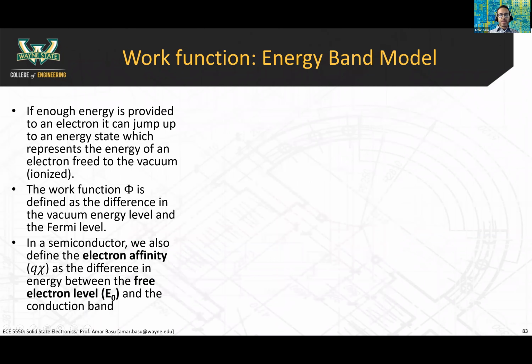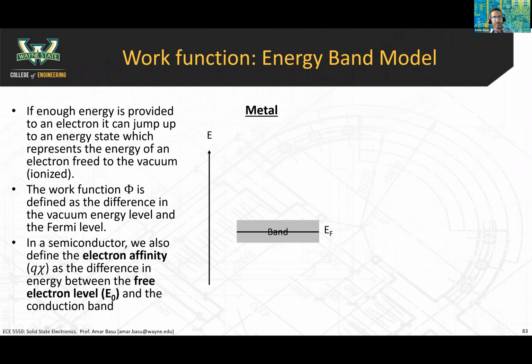All right, so let's talk about the energy band model of the work function. So we've already said that if enough energy is provided to an electron, it can go to an energy state which represents the energy of an ionized electron. So let's see what that looks like. So with energy band diagrams, of course, we have energy on the y-axis. And then remember what we said with metals, is that metals have this band, just like semiconductors have different energy bands. That's where a lot of energy states are clustered close together. But the difference between a metal and a semiconductor is that in a metal, the Fermi level actually appears within the band.